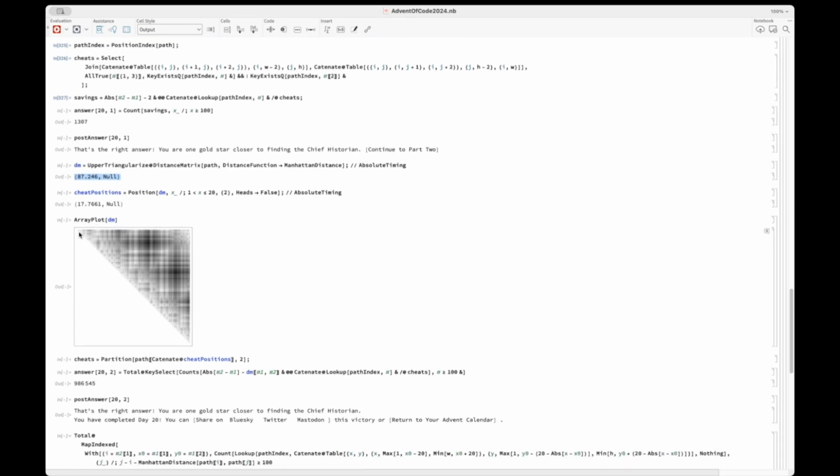Basically, you need just to restrict to the upper part of that distance matrix because you're always shortcutting from a previous point to the next point in the path. So that's what you basically do by upper triangularizing this distance matrix.